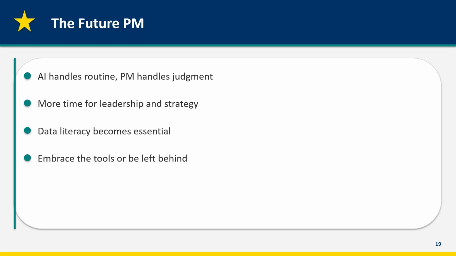The future project manager uses AI for routine tasks, freeing time for what humans do best, more time for leadership, relationship building, and strategic thinking. Data literacy becomes essential. You need to understand what AI is telling you and when to trust it. This isn't a threat, it's an opportunity. PMs who embrace these tools will be more effective than those who don't.